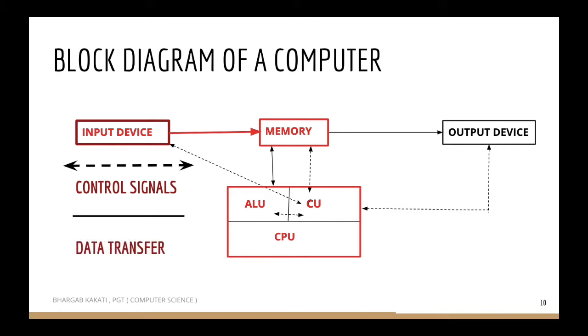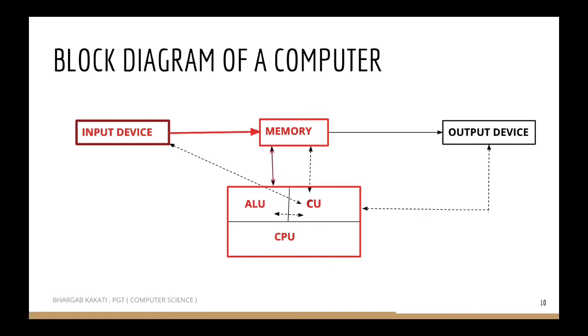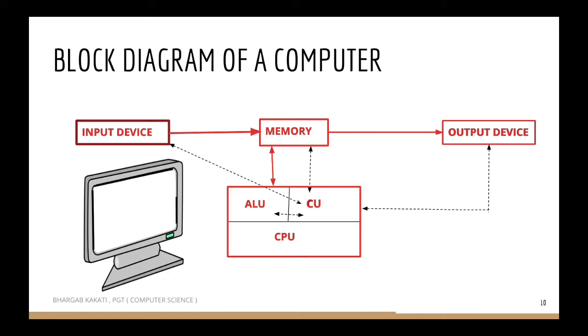Under the control of the control unit itself, the data comes from the input device to the memory. After that, the data is processed in the ALU and then the result is stored back in the memory. Then from the memory, the processed results are converted to a form that can be easily understood by human beings. And then the output, that is the result, is displayed with the help of an output device. This is how a computer system works.